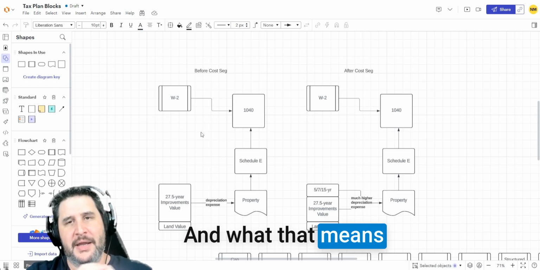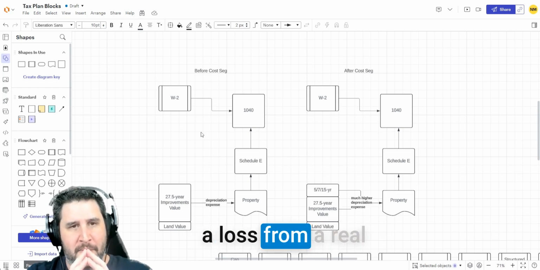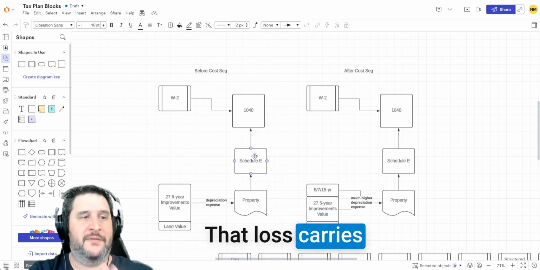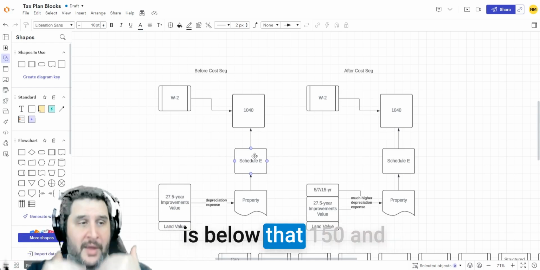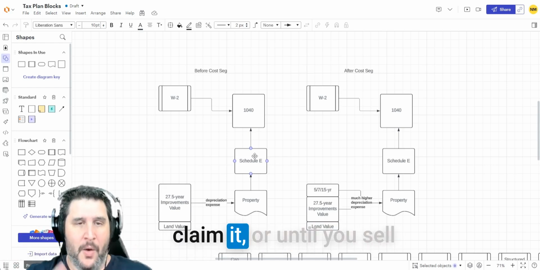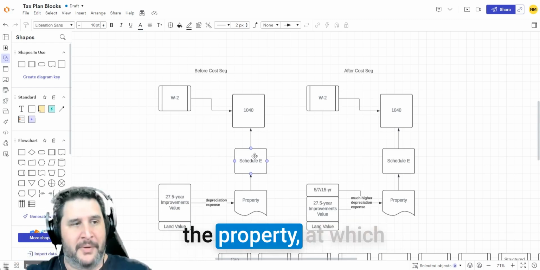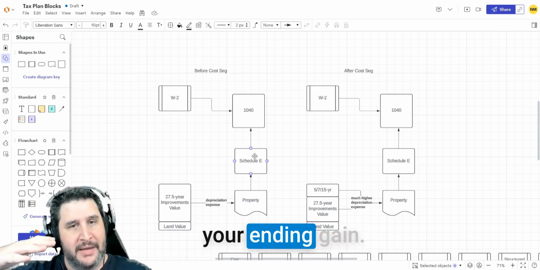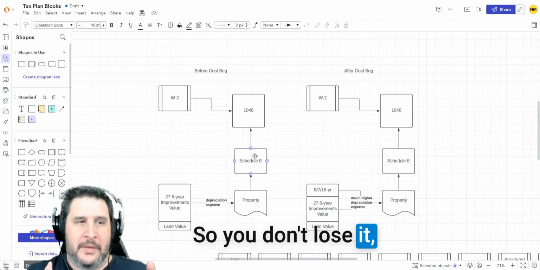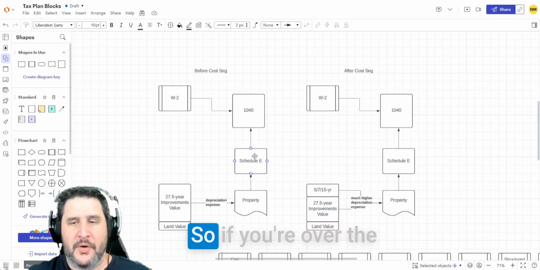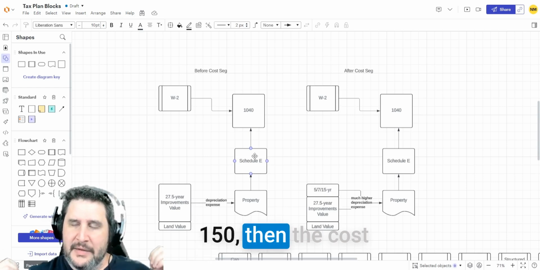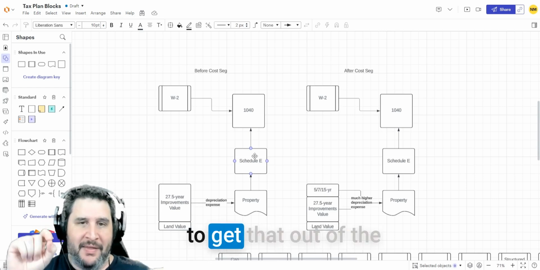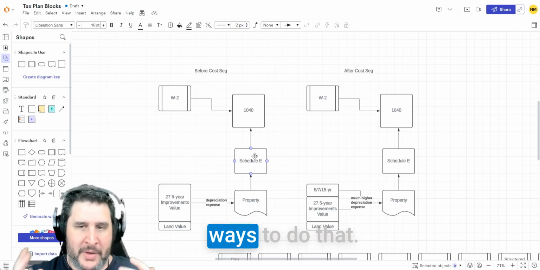And what that means is that if you have a loss from a real estate property on your Schedule E, it does not count in the current year. That loss carries forward into the future, either until your income is below that 150 and you're able to start to claim it, or until you sell the property, at which point all those losses will be taken and it will reduce your ending gain. So you don't lose it, but you may not be able to use it currently. So if you're over the 150, then the cost segregation may be useful if you're able to get that out of the passive category. And there's a couple different ways to do that.